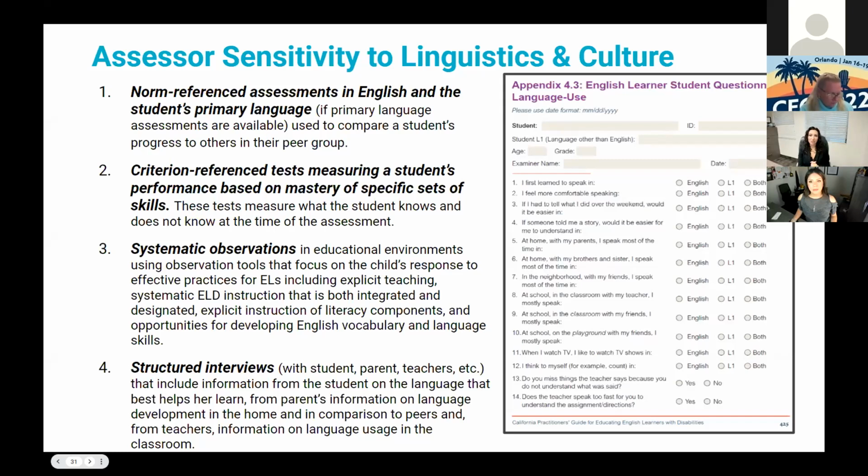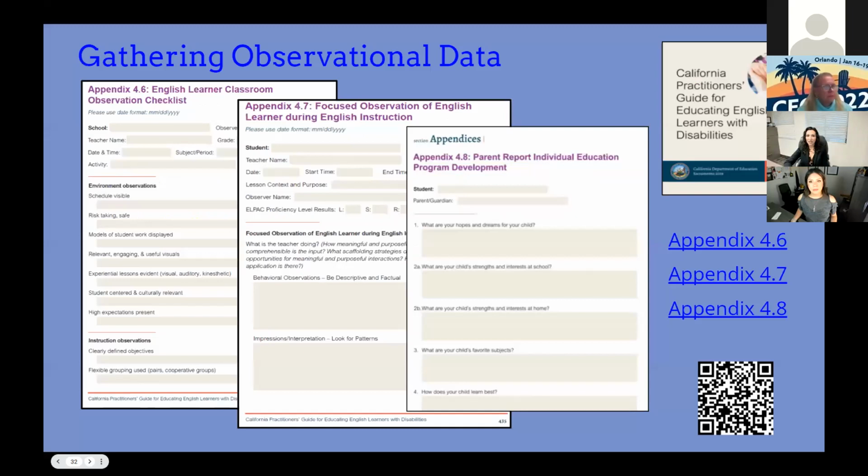So this particular English learner language use tool, again, downloadable, fillable, usable, you can reformat it as you see appropriate amongst your own district and your assessors. And as we gather observation, these particular appendices found in the practitioner's guide can be used pre-referral, during referral, and also to help develop the IEP should the student be identified as a student who also has a disability. The English learner classroom observation checklist, focused observation of the English learner during instruction in English, and parent report as we build teacher engagement, parent and family guardian engagement, again, working together in support to identify, does the student need greater supports in attribute to their English language acquisition status, and or does the student have a disability?